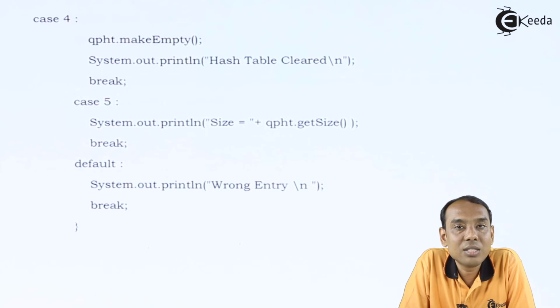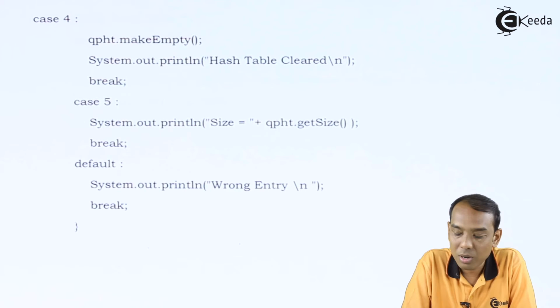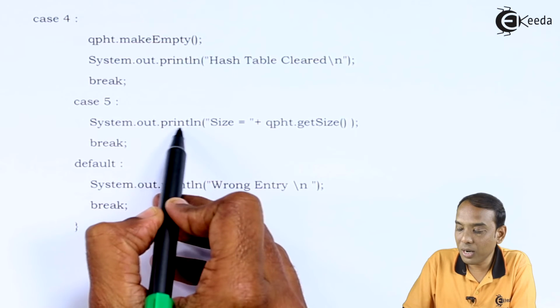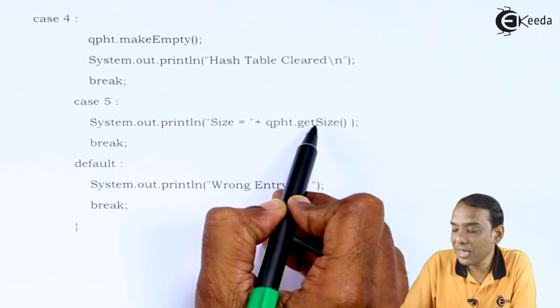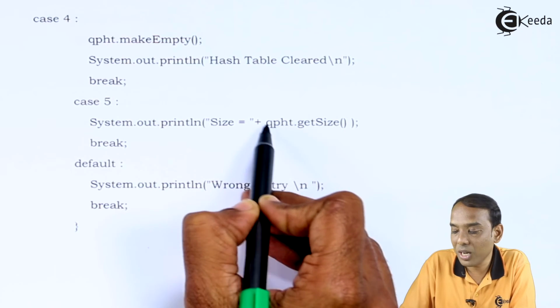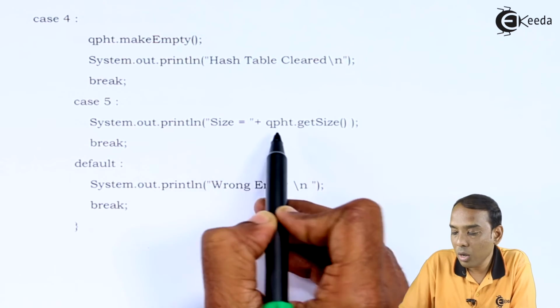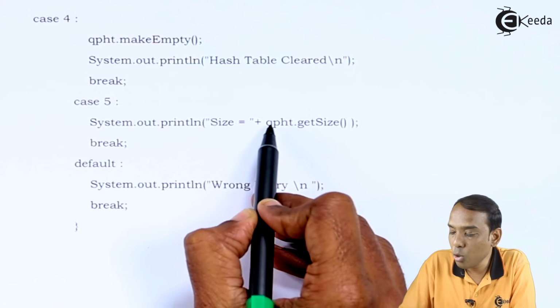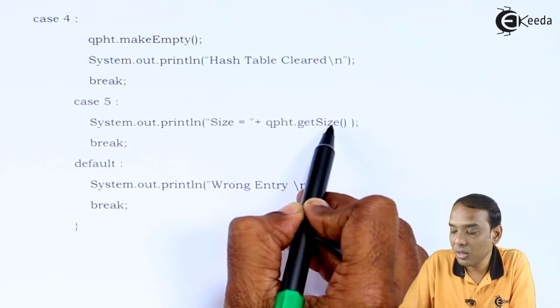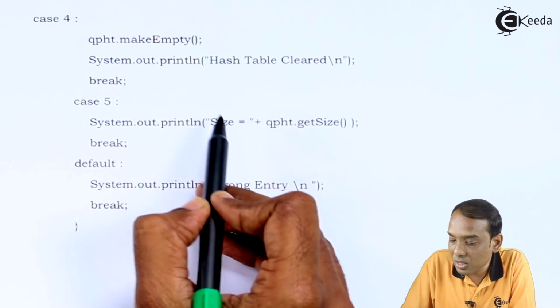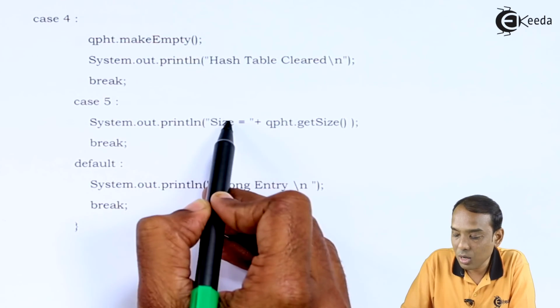Then we move to case number 5, that is to get the size of the hash table. We have system.out.println. We are going to call the function called getSize based on the object QPHT. So we have size equal to, concatenated with QPHT.getSize. This will give me an integer value and this is given to the variable called size.